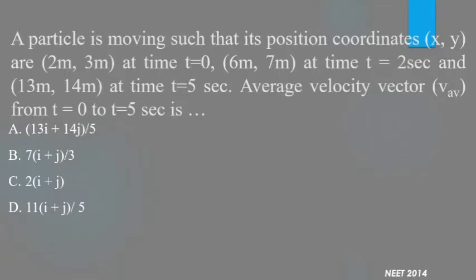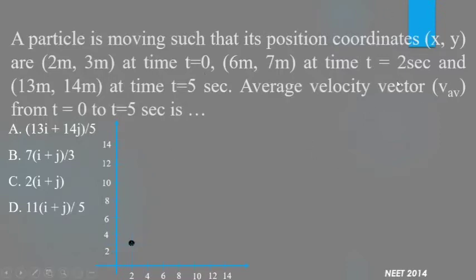In this next problem, it is given that a particle is moving such that its position coordinates x and y are 2 meter, 3 meter at time t equal to 0. Let us see the graph for this. The first position is 2 meter and 3 meter. So particle is at this position at time t equal to 0.